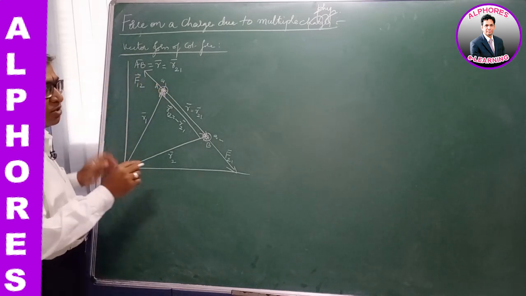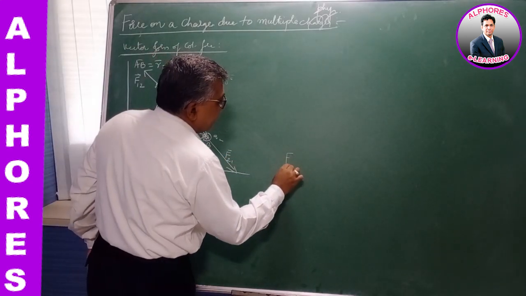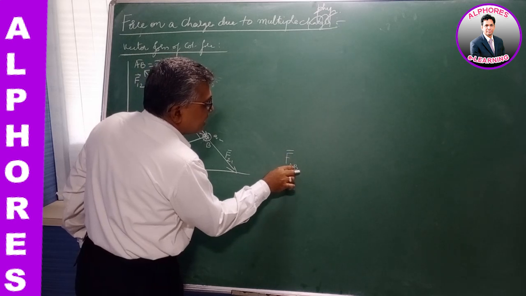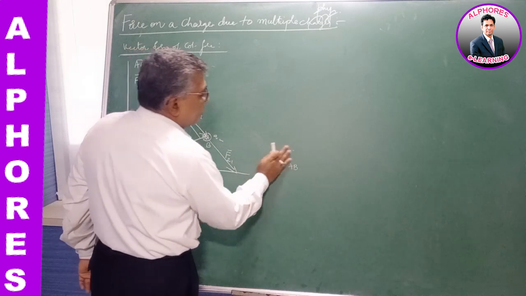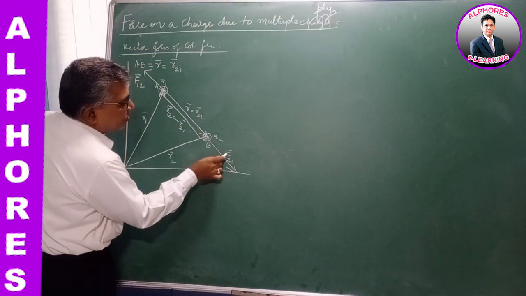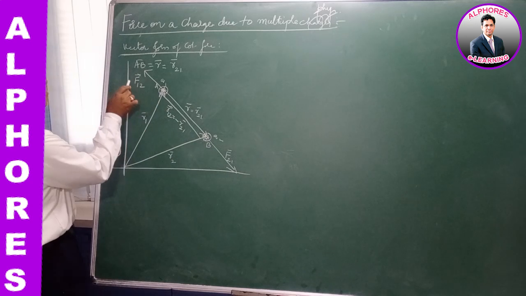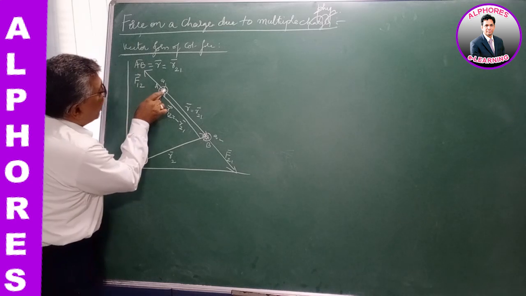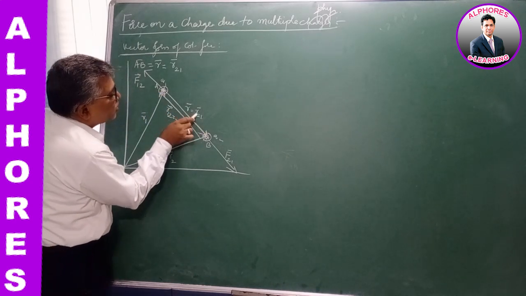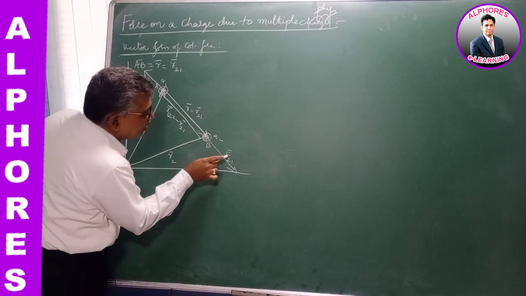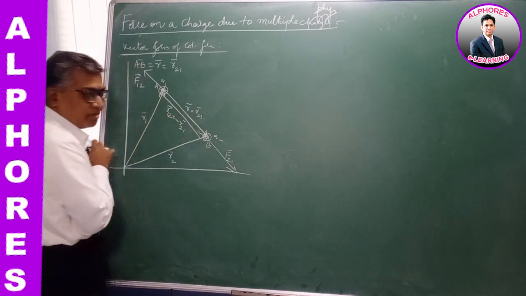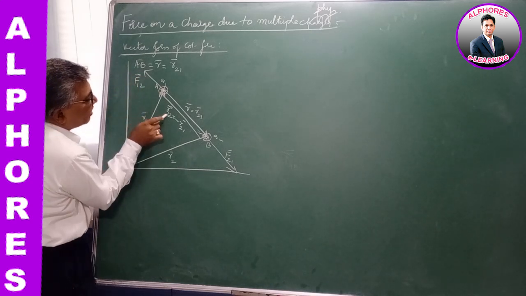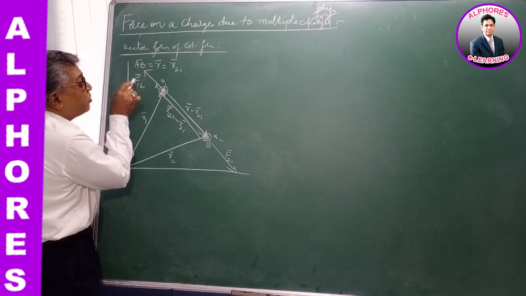So it is represented as F12, the force on the charge at A due to the charge at B. This is the order. Therefore, F21 is the force on the second charge due to the first charge, and F12 is the force on the first due to the second. Now, R21 bar is the displacement vector, and F21 is in the direction of R21 bar. And this force on the first charge, F12, is in the direction of R12 bar, opposite to this.